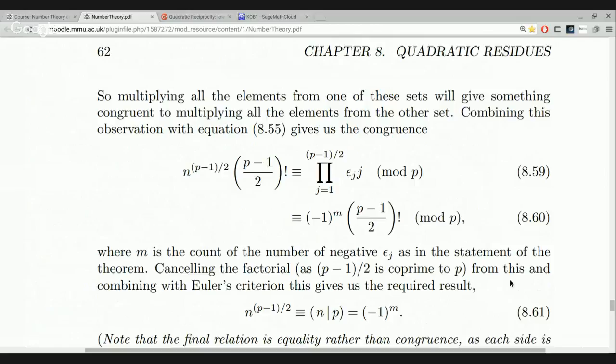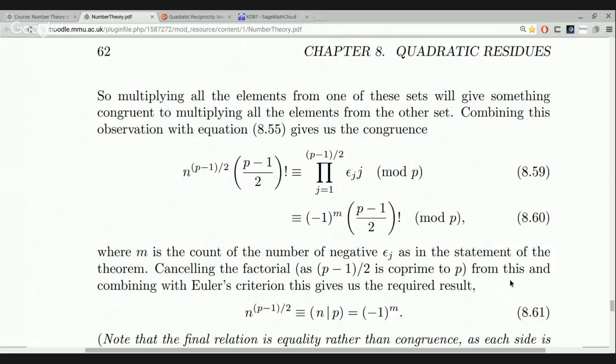Not by dividing both sides by that integer, but properly multiplying both sides by the multiplicative inverse of that integer. That factor p minus 1 over 2 factorial is invertible modulo p, so it can be cancelled from both sides.